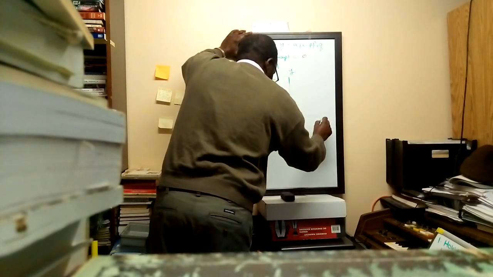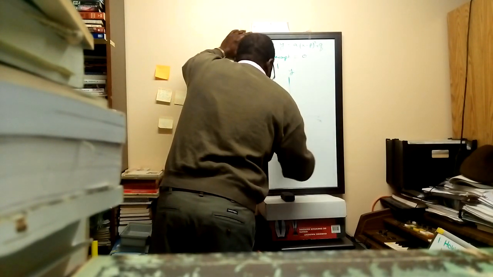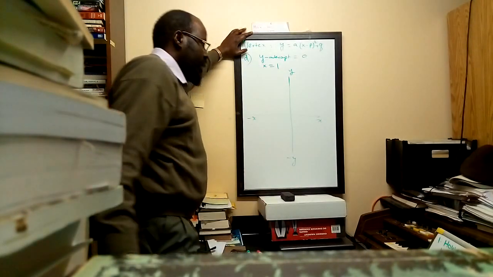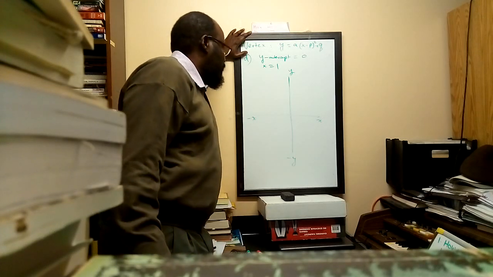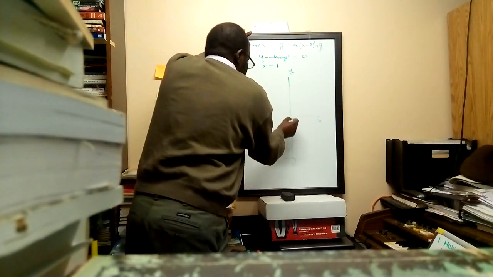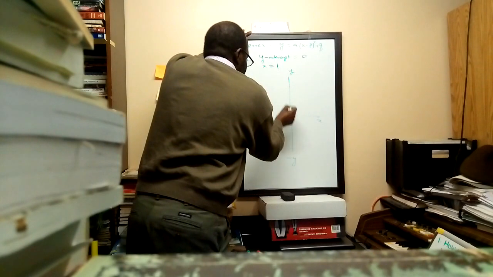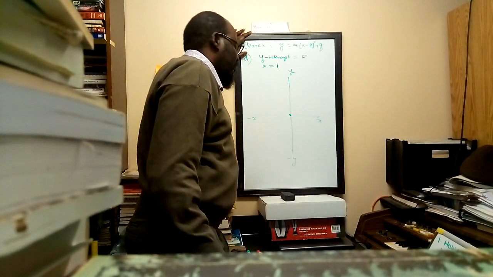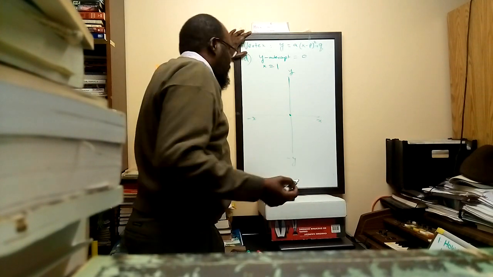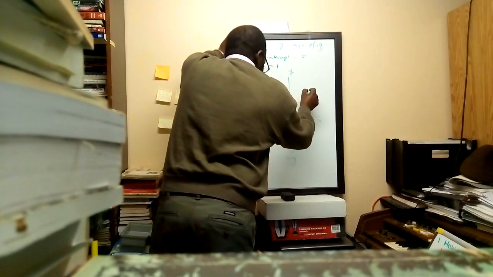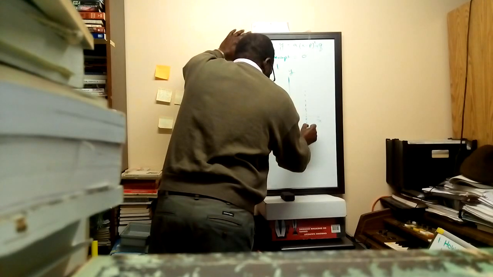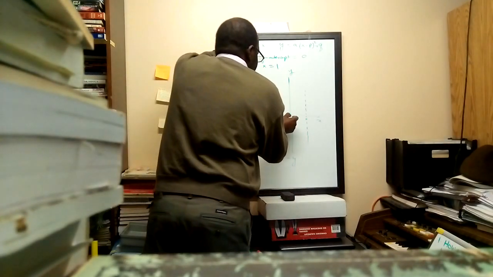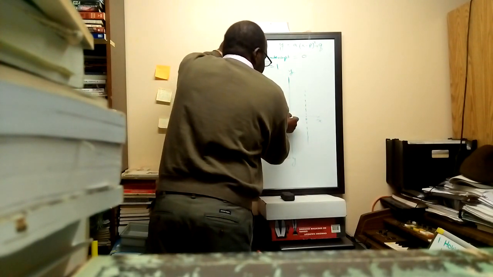Y, then positive x, negative x, negative y. So the y-intercept is 0. That means our graph is going to cross here. Our graph is going to cross there. And the axis of symmetry is positive. So now we know that the axis of symmetry is going to be 1 here. This is 1. That means our graph is a parabola that is opening up, crossing the y-axis here.